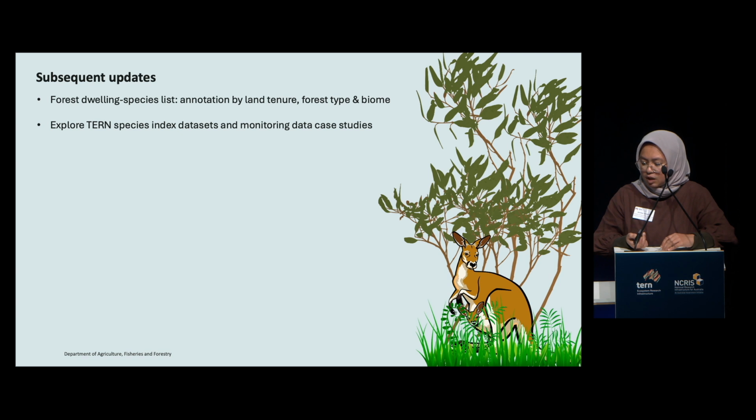But we also think that because SOFR is ongoing work, in the future we'd like to explore and integrate other national level data sets, for example, from the Tern species index or later the invasive species index, and perhaps also include other layers in our analysis, so we do not only have jurisdiction, but also other things like land tenure and forest types to have a stronger, more nuanced understanding of how our forest species fare.